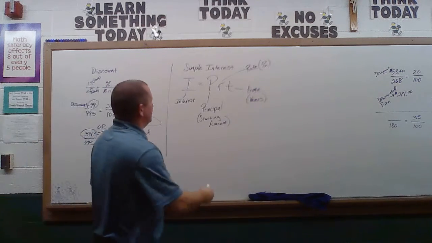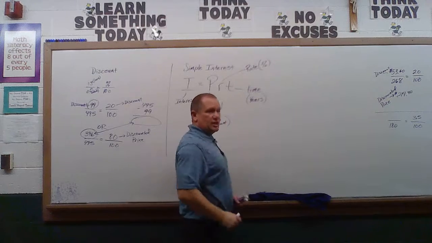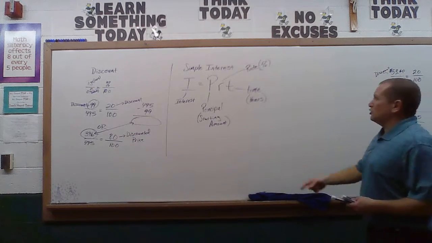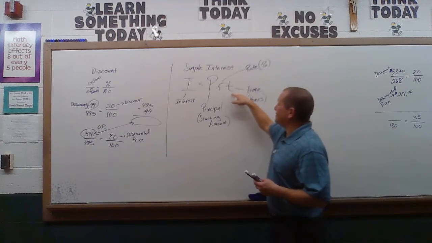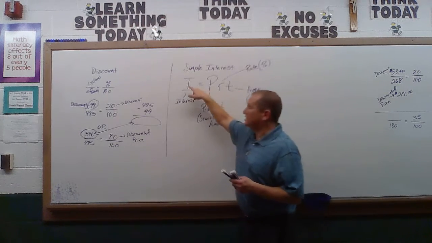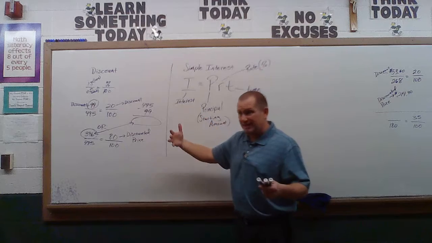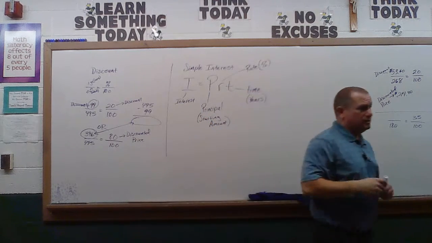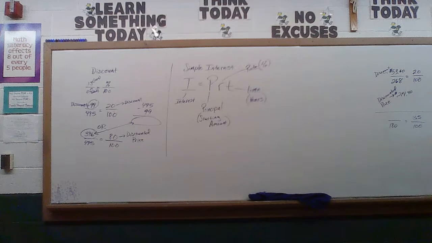So, when we have letters that are right next to each other, what does it mean in math? That we're going to multiply them together, right? So we're going to take the P times the R times the T, and that's going to tell us how much we make in the I, or the interest, through that period of time. Okay? So you're taking money to the bank, and you're going to find out how much money you're going to make.